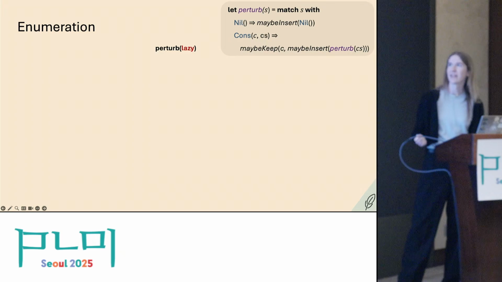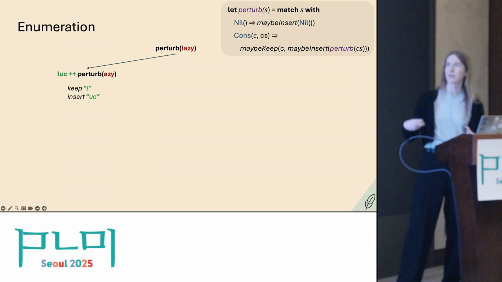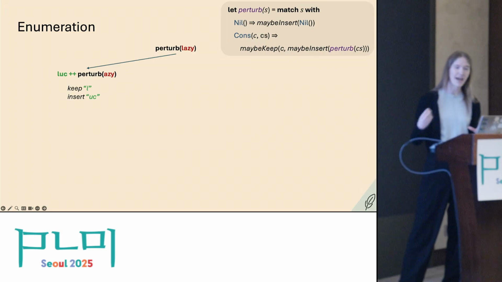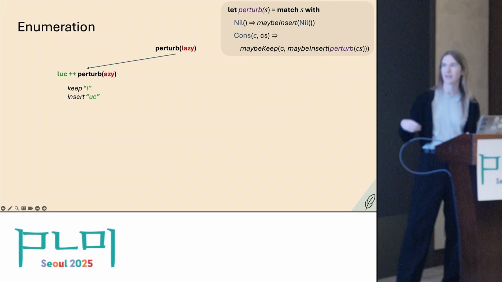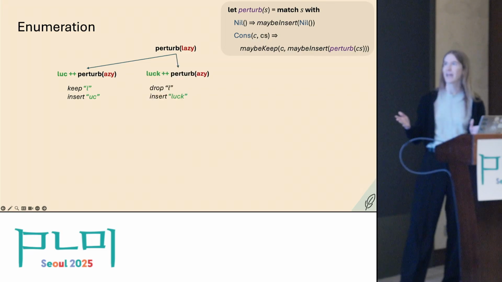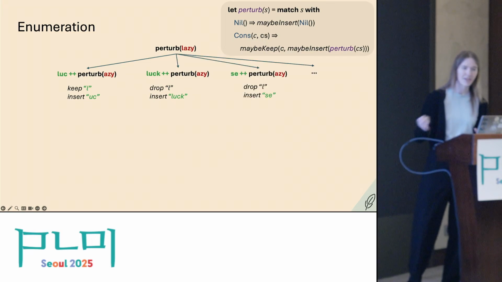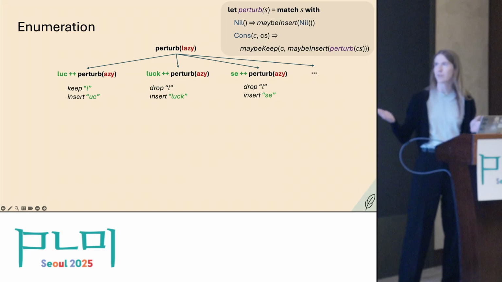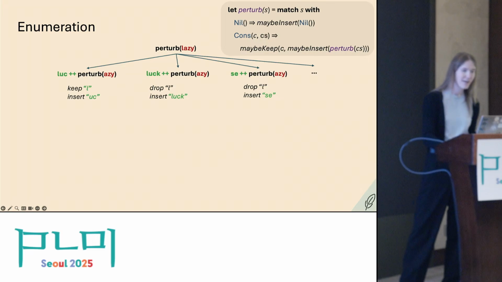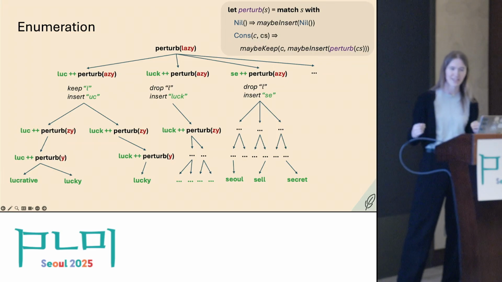Now, one approach to this is just to enumerate possible paths through our program, right? So for example, at the first step of perturb's recursion, we could keep the L and insert the word, or insert UC, or we could drop the L and insert the entire word, luck. Or we could, for example, drop the L and insert some other prefix, like SE. And continuing this process, we can build up the full 3 layers of the recursion in this example.